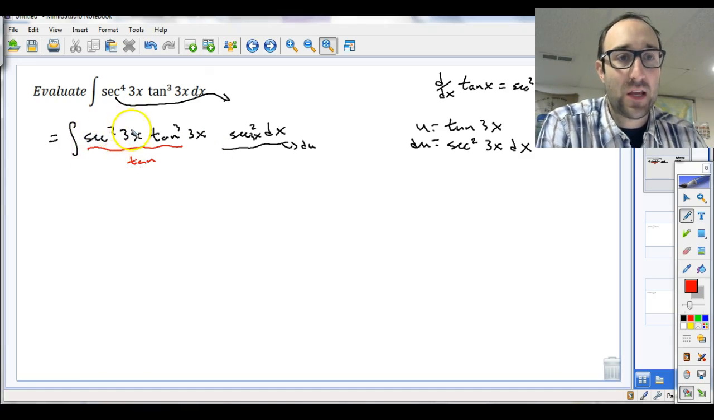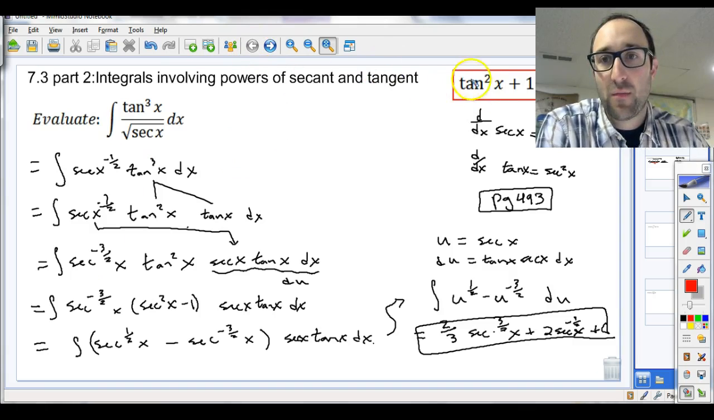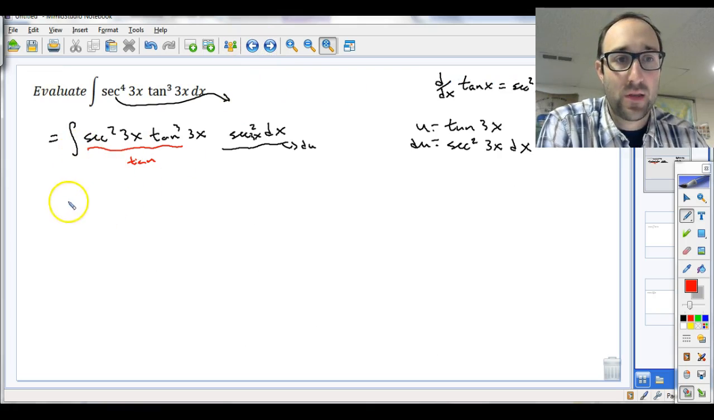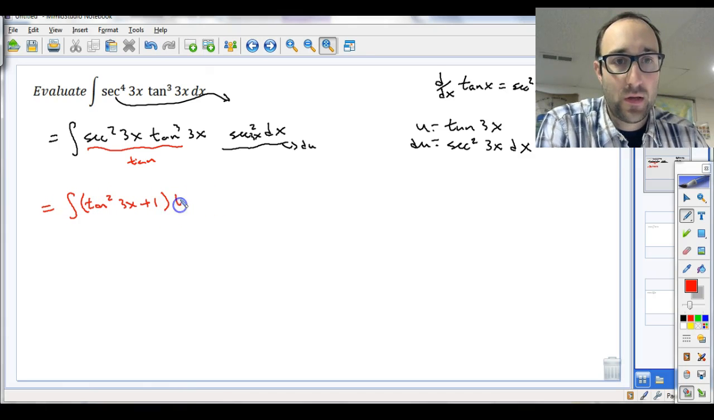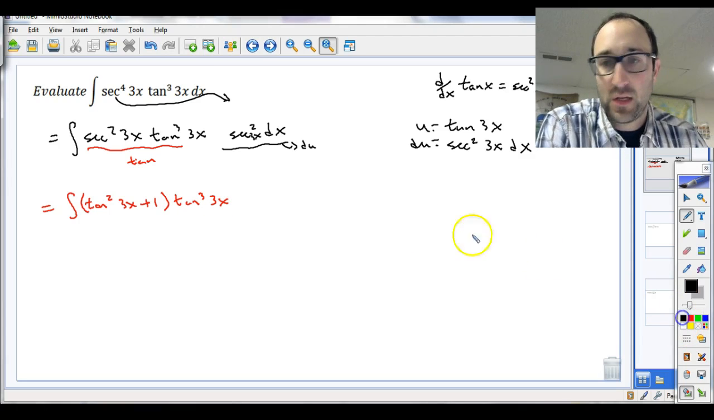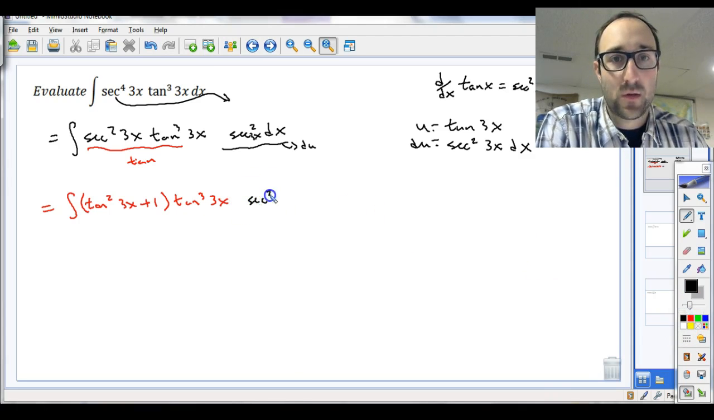Okay, so can I do that? Can I change secant squared to tangent? Well, of course I can if I know the formula for it. Let's go back here and say, remember, tangent squared plus 1 equals secant squared. So I can rewrite this as the integral of tangent squared 3x plus 1, times tangent cubed 3x, and then we've got our dx over here, which is secant squared 3x dx.